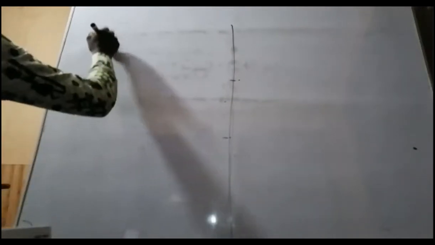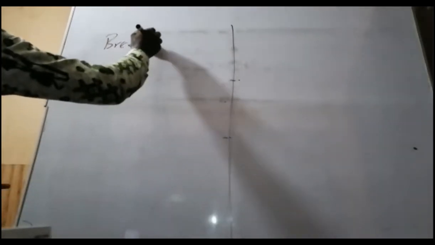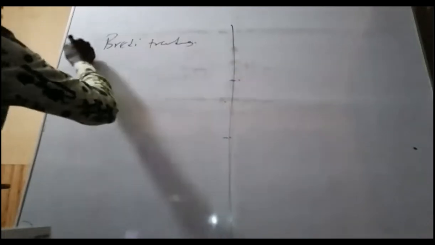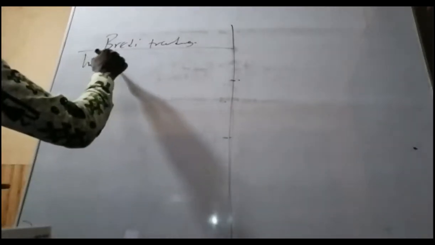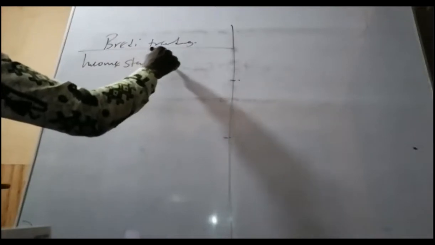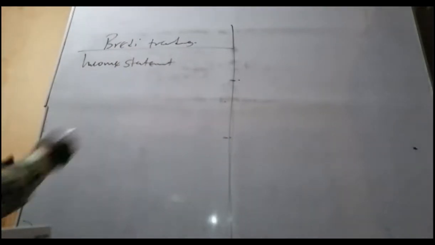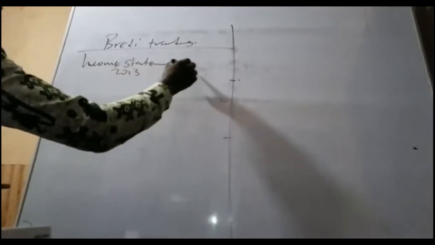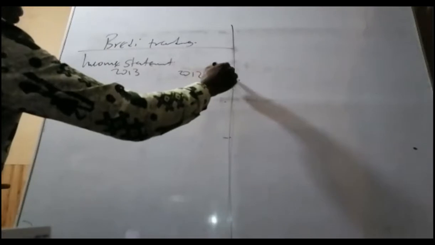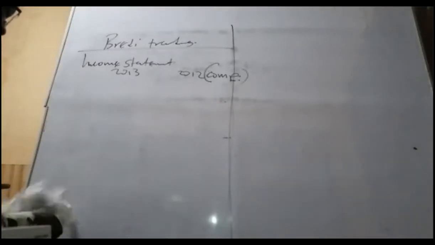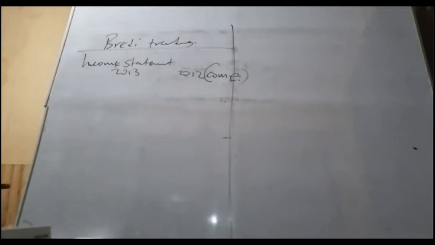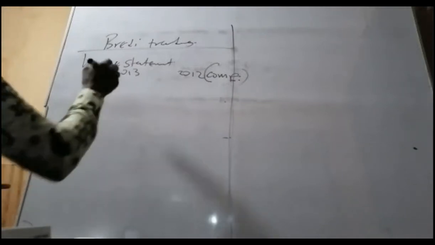So here, I'll start. Brady Trading, the income statement for the year ended 2013 and 2012. Normally, I like writing comparative. It's for comparison purposes. Don't forget your currency.